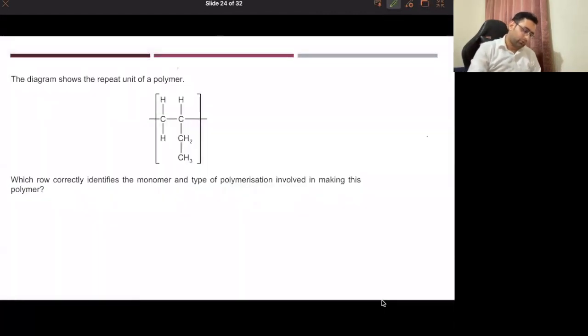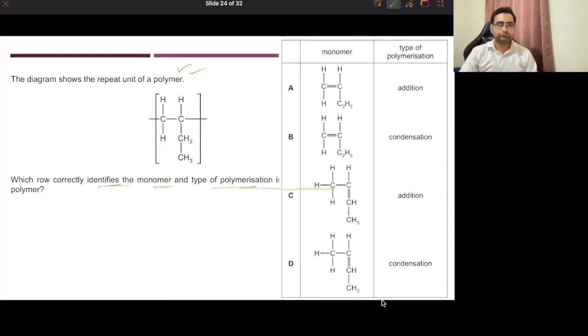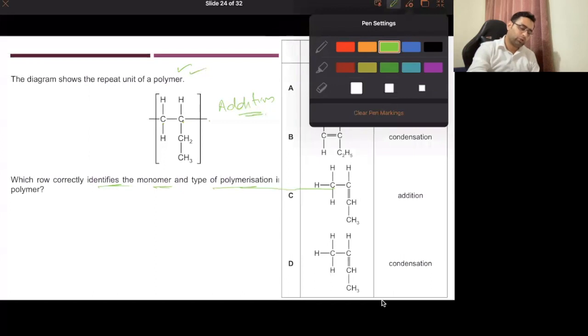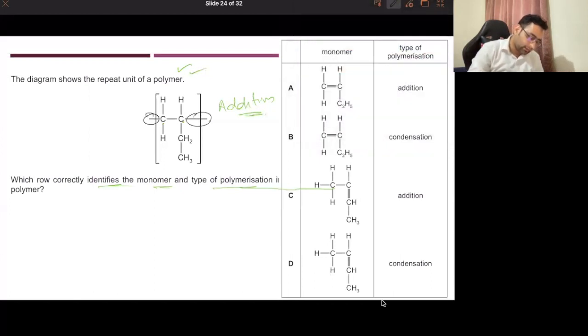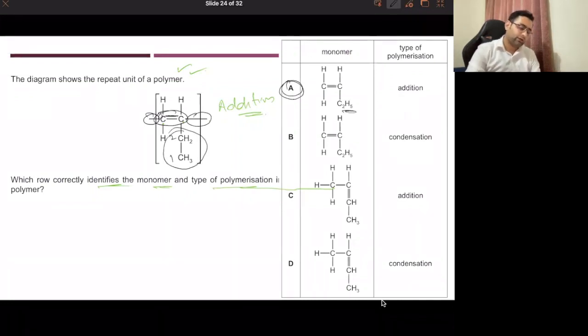Now, the diagram shows the repeat unit of a polymer. Which option correctly identifies the monomer and the type of polymerization involved in this reaction? Yes, so there is a carbon-carbon bond, no oxygen or nitrogen is involved. So this is a type of addition polymer. So what should be the monomer for this? You will remove these two bonds and introduce a double bond between these two carbons. So this is going to be 1, 2, and 3. This is going to be butene. So the monomer for this is C2H5, there are two carbons and 5 hydrogen, C2H5, C double bond C. So this is an example of addition.